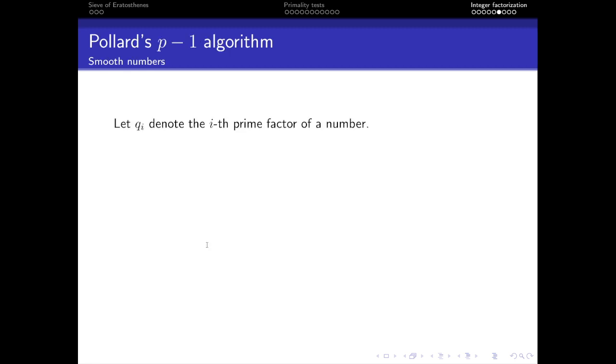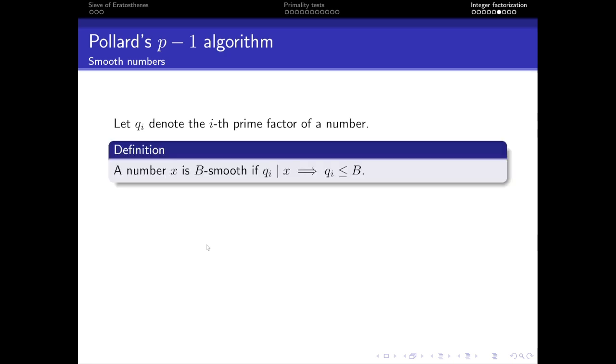Next, we have Pollard's p-1 algorithm. And the concept of smooth numbers is pretty important in the context of this algorithm. We will denote the ith prime factor of a number with q sub i, and then the following definition follows. So a number x is b-smooth if q sub i divides x, for all q sub i that divide x, q sub i is less than b.